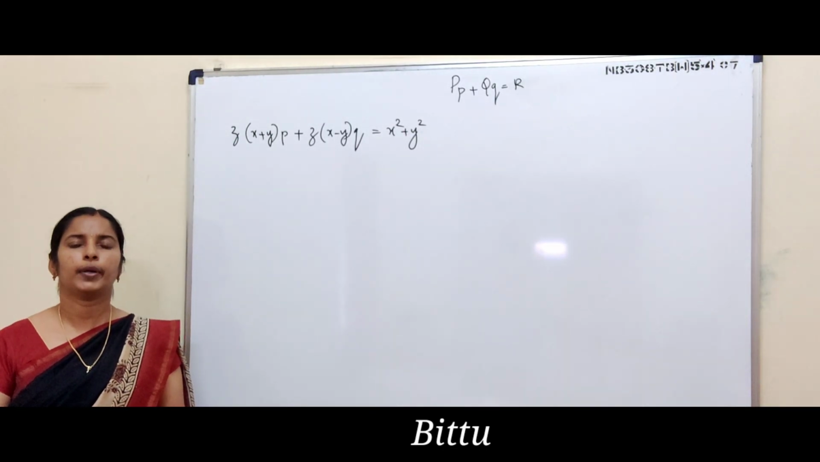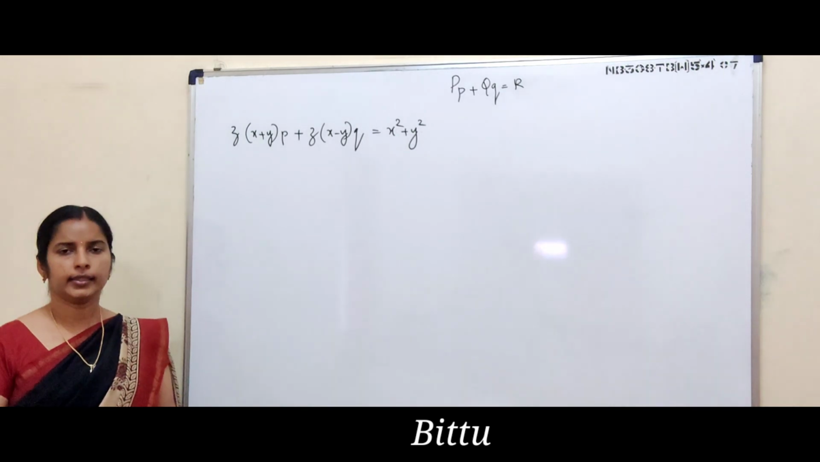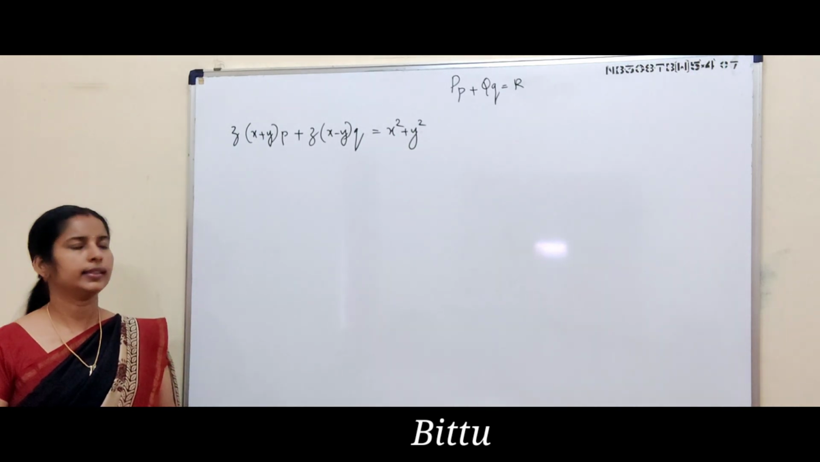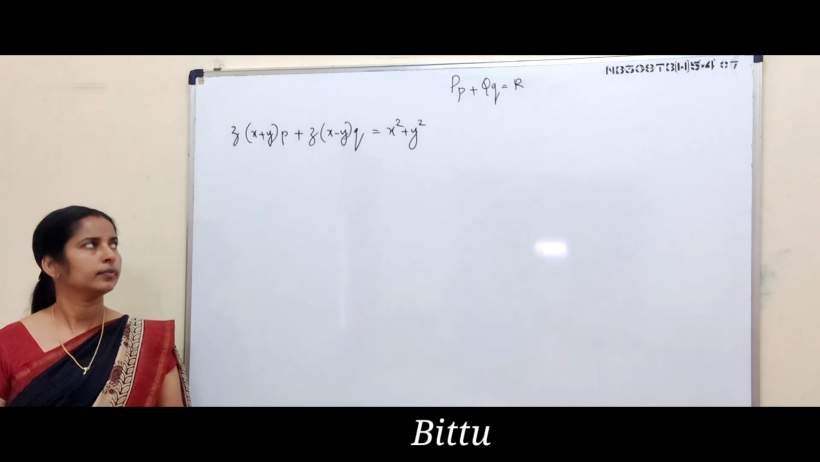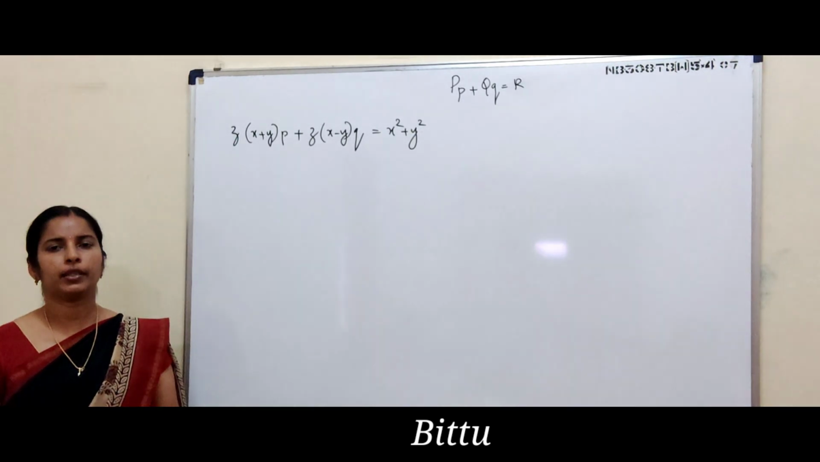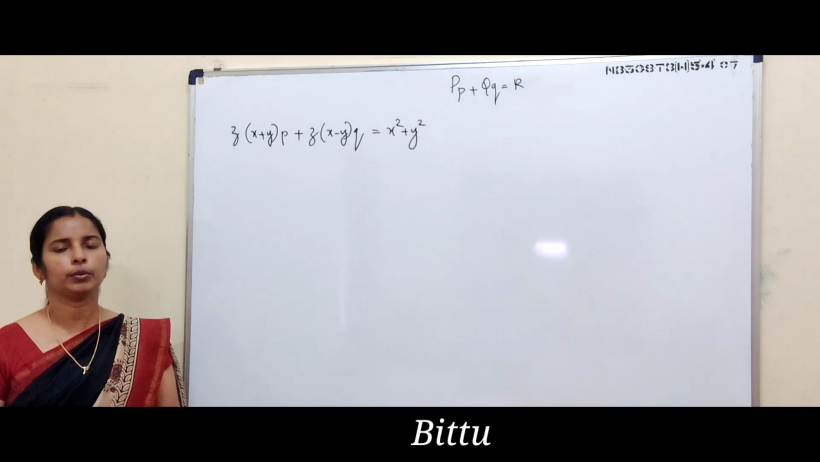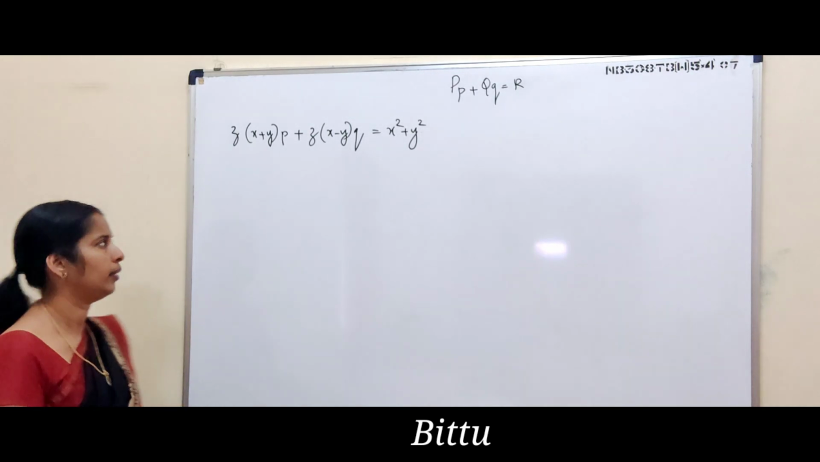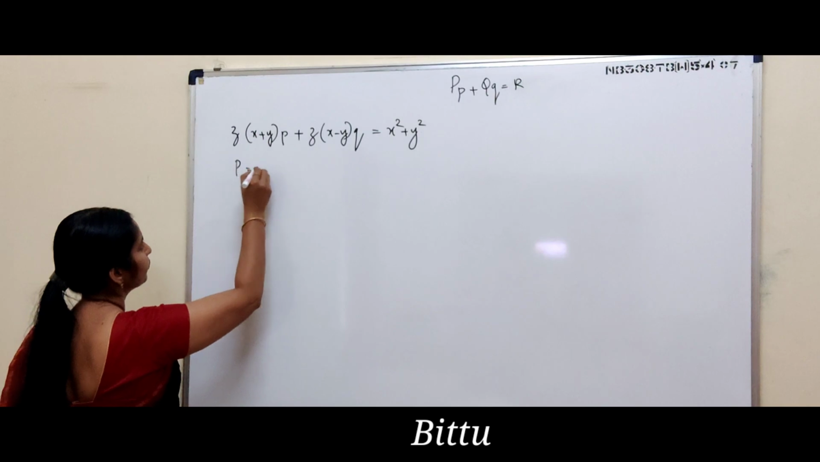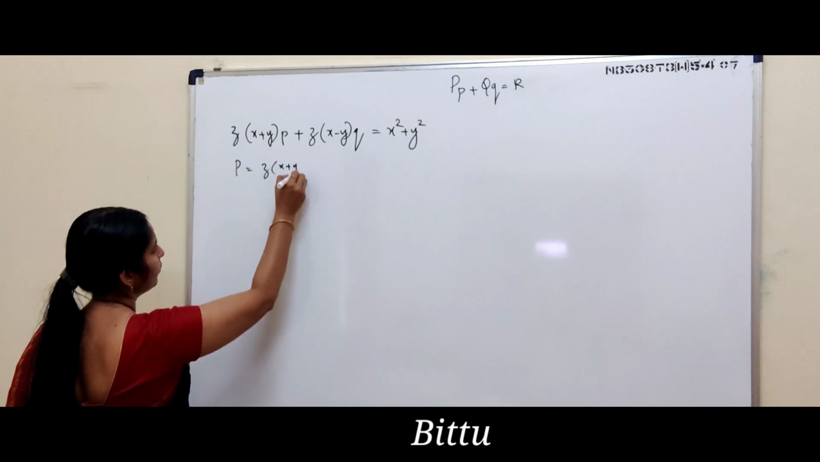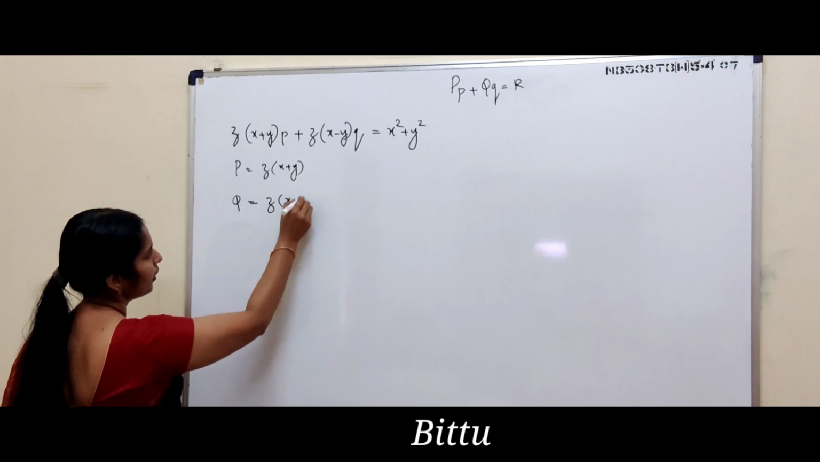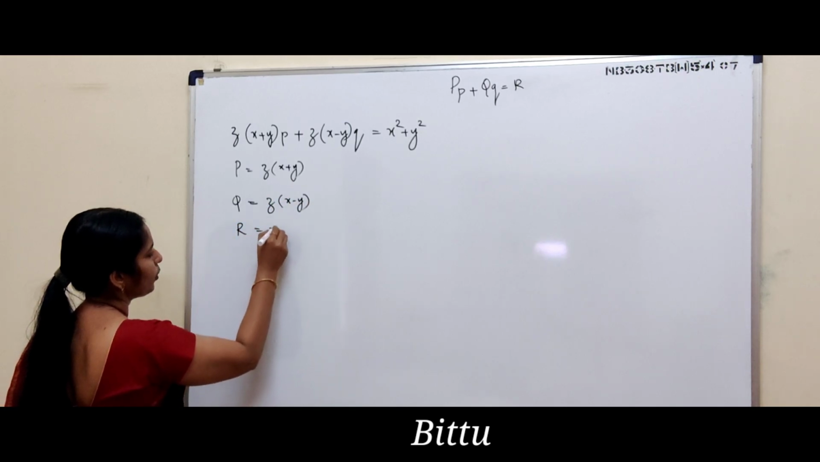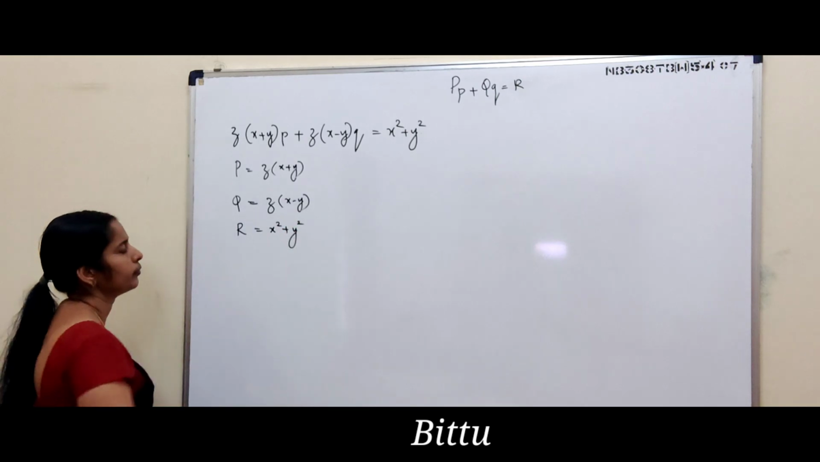We have to solve an important question. z into (x plus y) p plus z into (x minus y) q is equal to x square plus y square. Compare the given equation with Pp plus Qq equal to R. Then what is P? P is z into (x plus y). What is Q? z into (x minus y). What is R? x square plus y square.